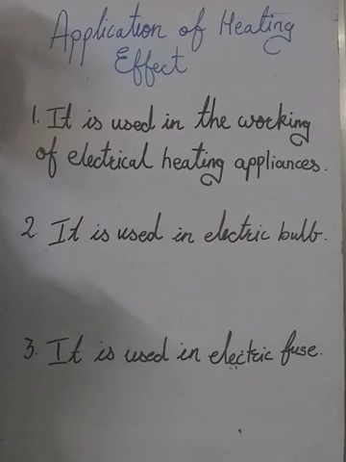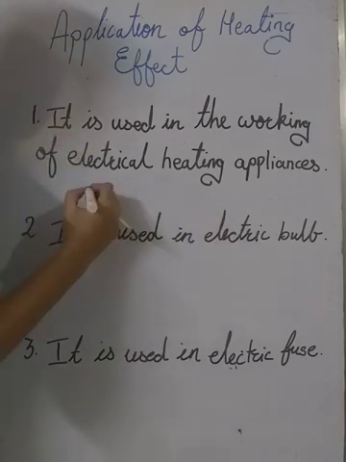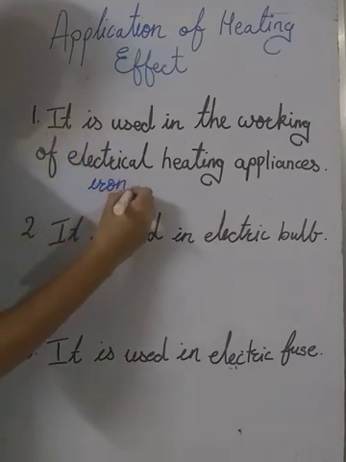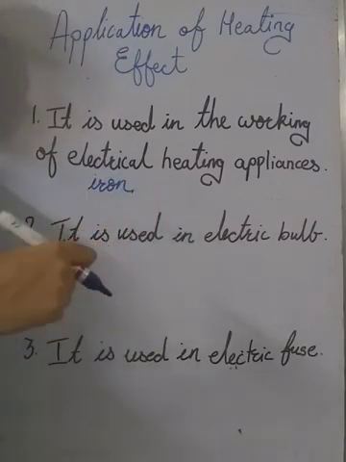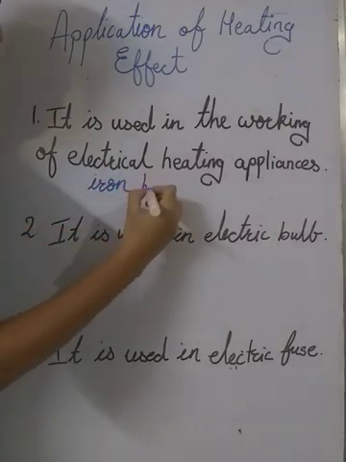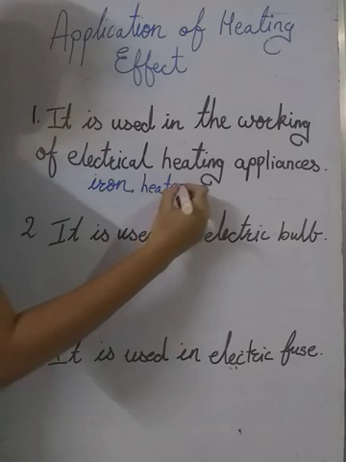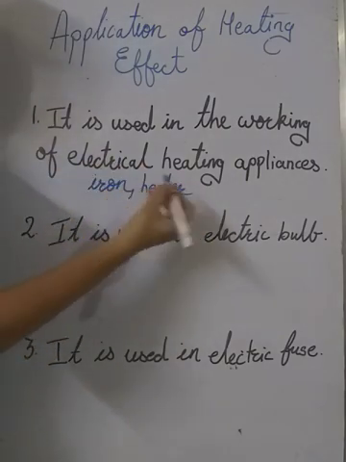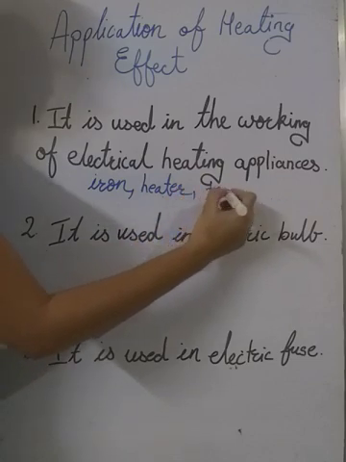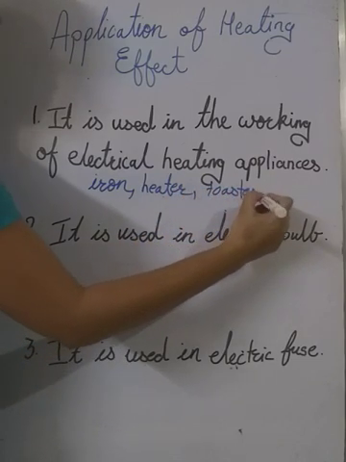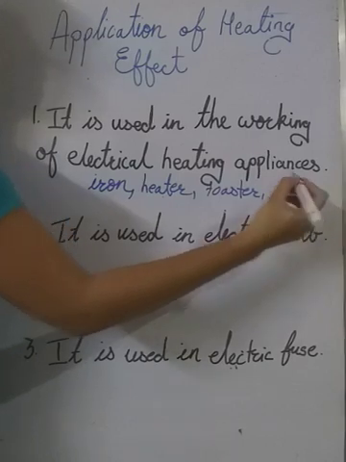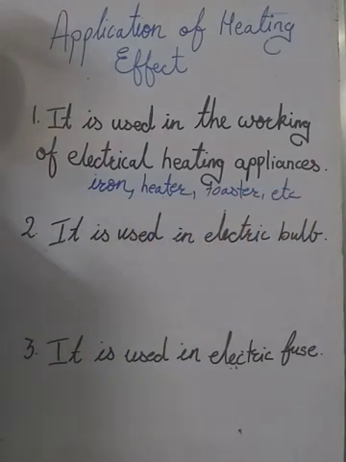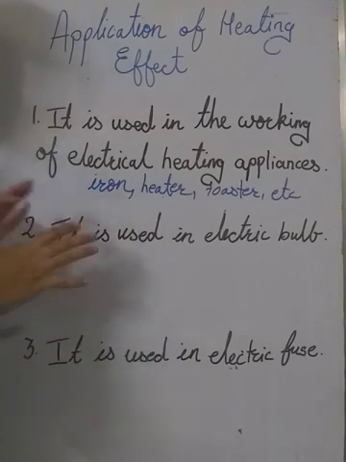So which are these electrical heating appliances? They are iron, the press which you use to iron your clothes, then heater. So in this heater, water heater, room heater, everything comes in heater. Then toaster and many more are there, like oven and all. So these are the appliances in which heating effect is being used.